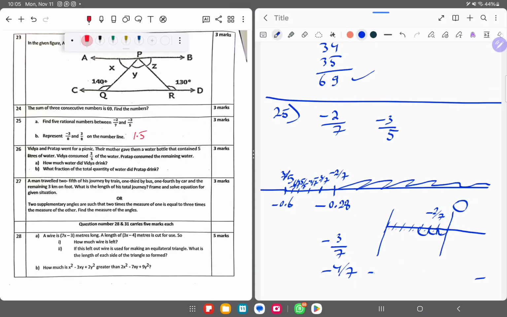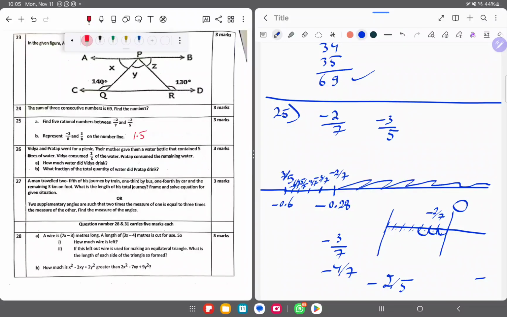Minus 4 over 7 is 0.57, so minus 0.57. It's less than minus 0.6, so it's okay. But now I need to start thinking about something like 1 over 5. Minus 1 over 5 is minus 0.2, so no. Minus 2 over 5, 2 divided by 5 is 0.4, yes. So now I've got minus 2 over 5 on the scale.